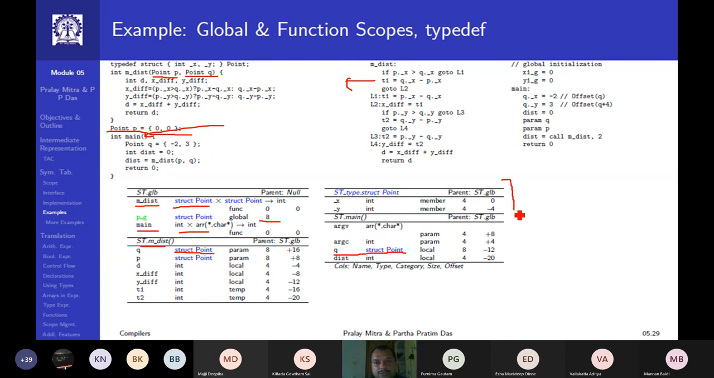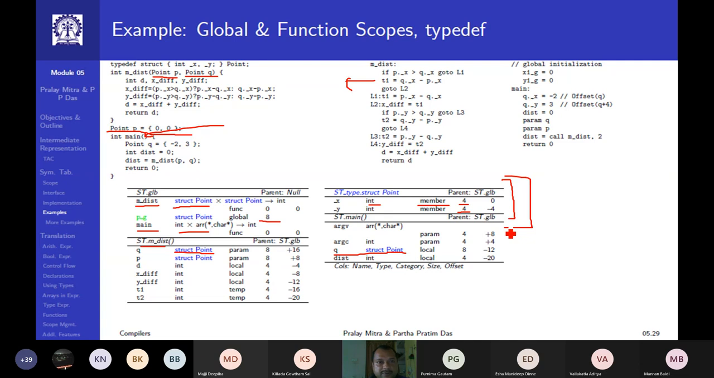Now one more symbol table is required whose parent is global, that will keep the information of the struct. So x integer, y integer, they are the members of the struct data structure, and size is 4 and size is 4. So that is required, and that is here.